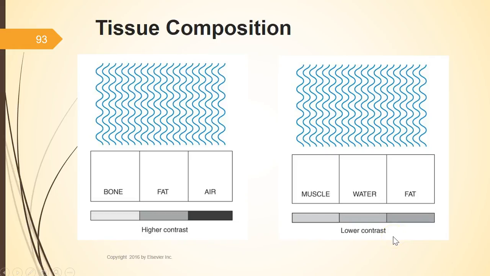Anatomic structures that have a wide range of tissue composition demonstrate high subject contrast. So when you have an object that's more muscle, water, and fat, it's lower contrast than this. It's that bone and air differences where you see more contrast. So anatomic structures that are similar have low subject contrast.